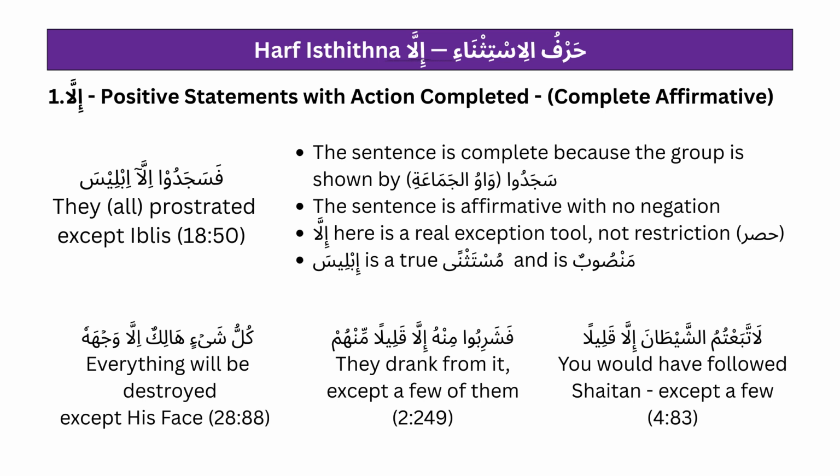Let us look at the first Quranic example. فَسَجَدُوا إِلَّا إِبْلِيسَ. They all prostrated except Iblis. Here, the group is clearly understood. All the angels prostrated. The particle Illā removes one member from that group. The excluded element is Iblis, which is the mustathna, and it appears in the mansub state. So this is a true exception, because one member is taken out of a mentioned group.